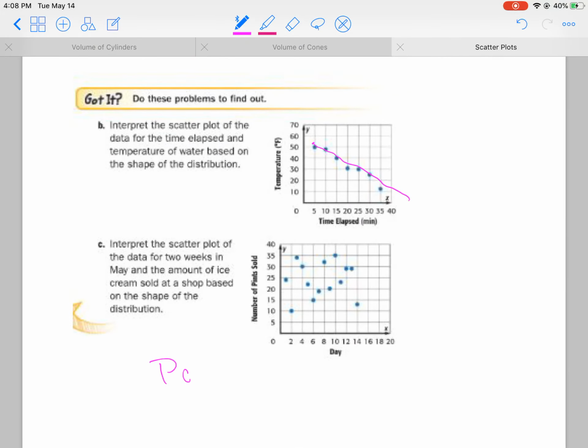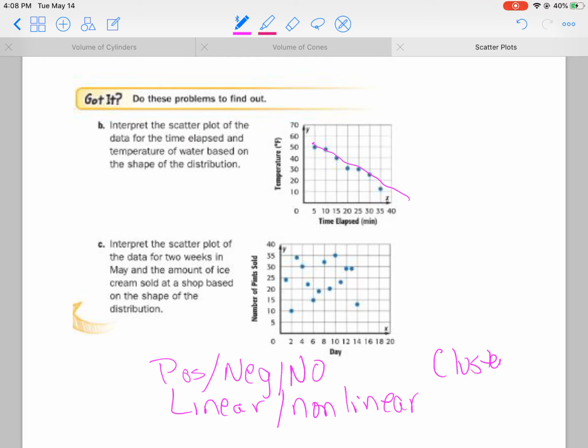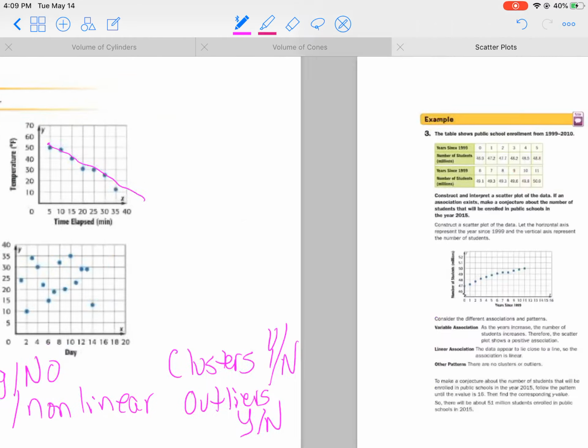So ask yourself: positive versus negative or no correlation. Ask yourself: linear or nonlinear. And then clusters, yes or no. And outliers, yes or no. That's what you're looking to find in both B and C. And I'll be asking you in the note check to identify those things.